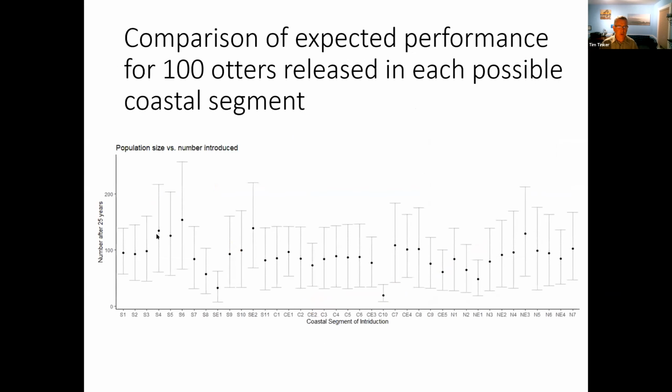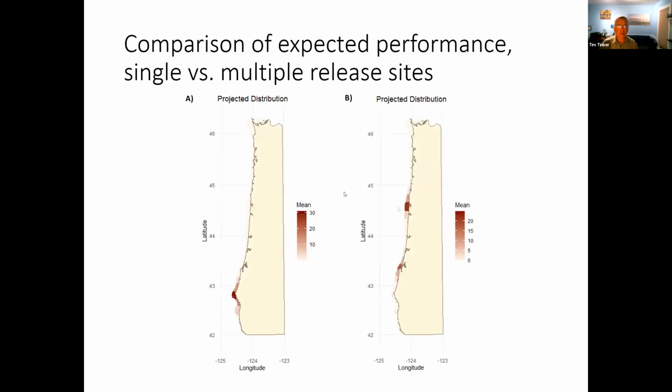And this is showing you how the numbers of otters expected after 25 years vary if you were to release otters at any one of the coastal segments from the south of Oregon up to the very north end. As you can see, there's quite a bit of variation. The highest is that Port Orford area, but there are several areas with higher expected success in terms of numbers of otters after 25 years.